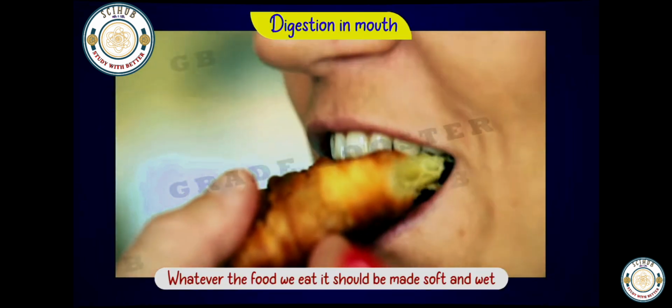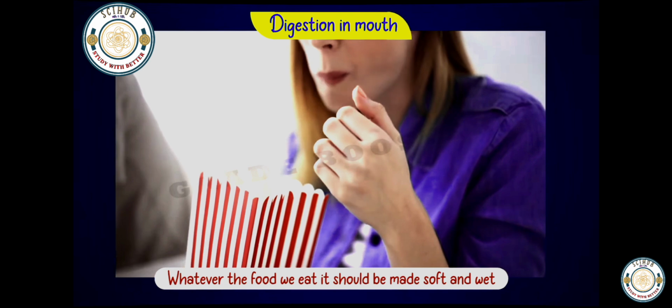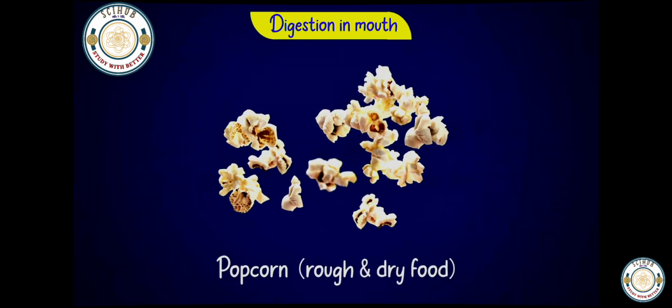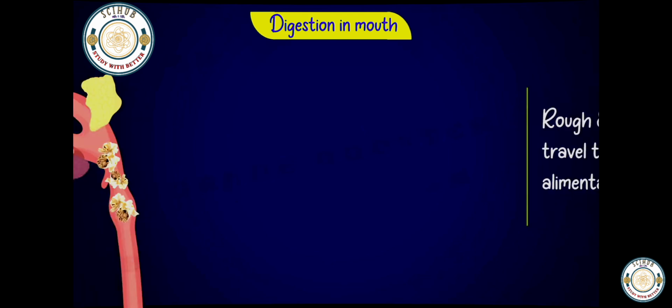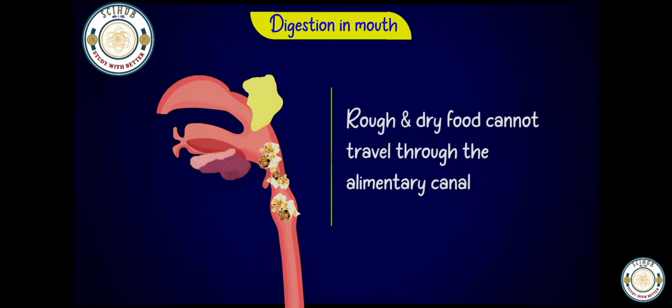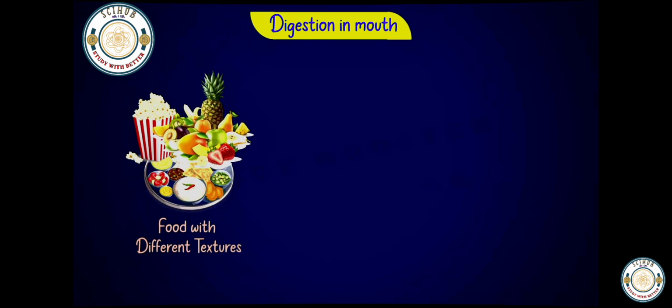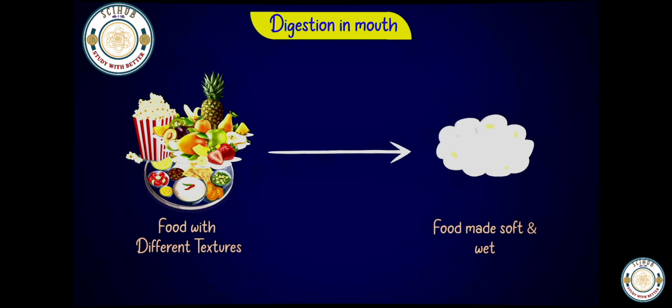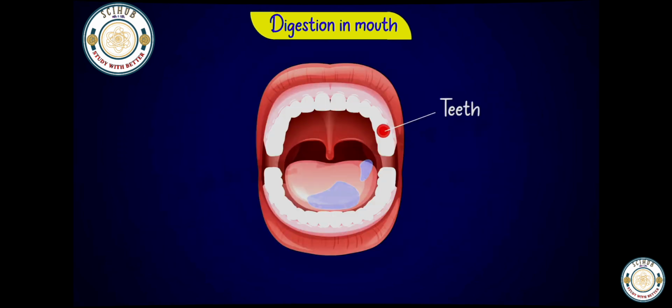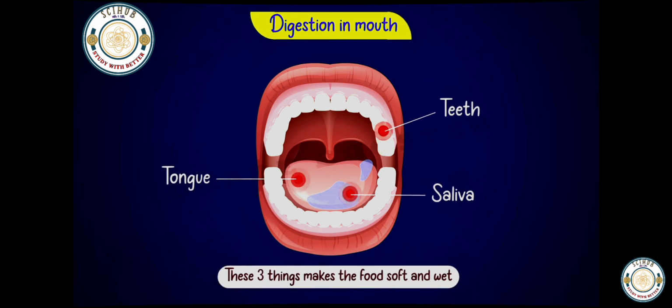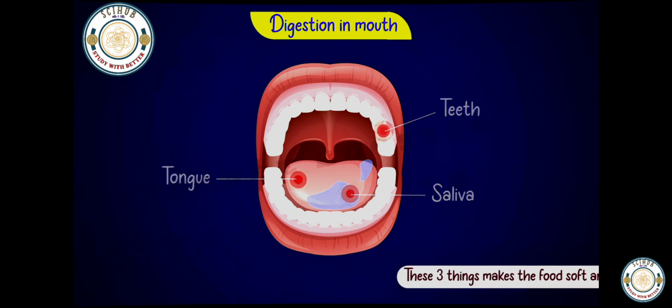Whatever food we eat should be made soft and wet, because if it is rough and dry, it cannot easily travel through the alimentary canal. So, whatever food we eat, it should be made soft and wet before swallowing. Who does this job? The teeth, saliva, and tongue. These three do the job of making food soft.